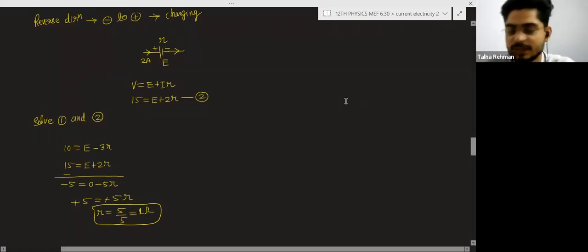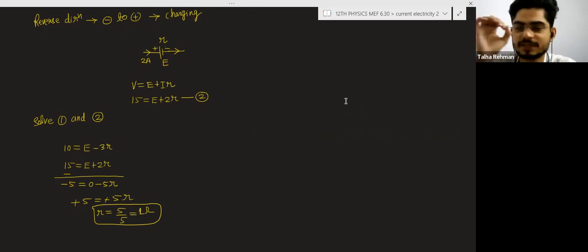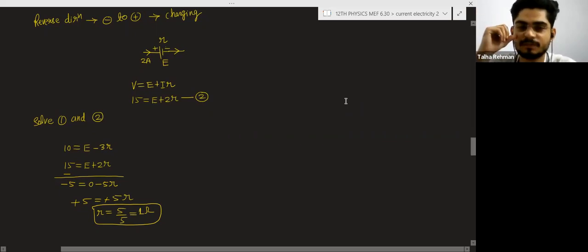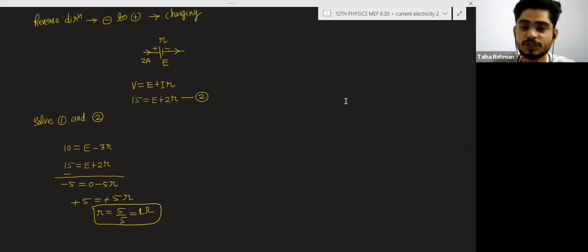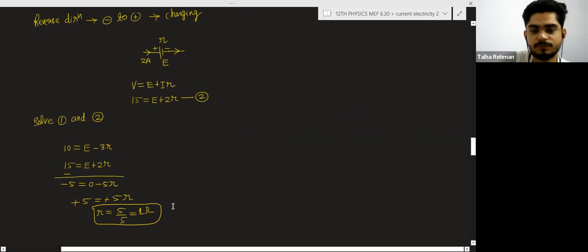And you will find the same question in your exam with changed data. Data will be changed. I will not say the same question will be there. The data will be different, but the procedure of solving the question will remain the same. From the topic cell, combination of cells. And this 5 by 5 is 1 ohm.